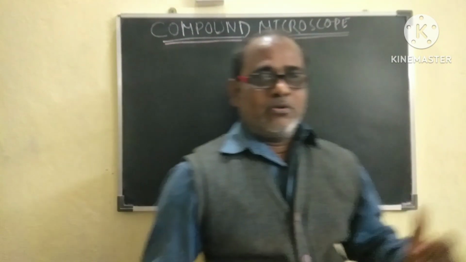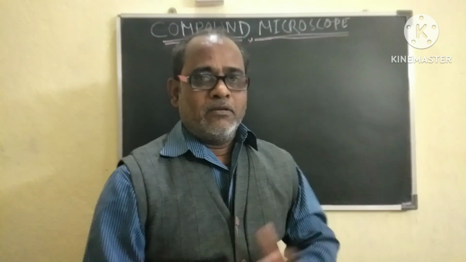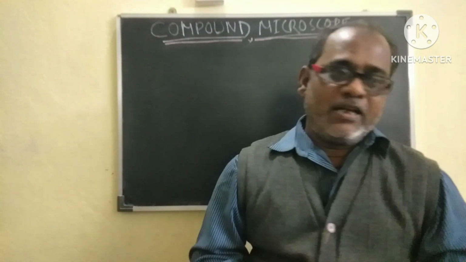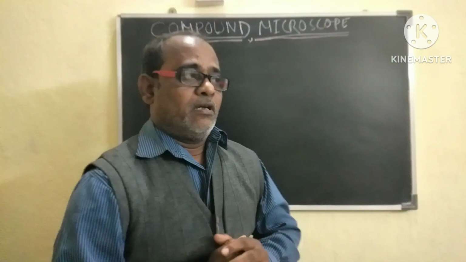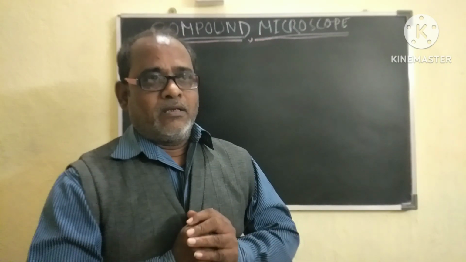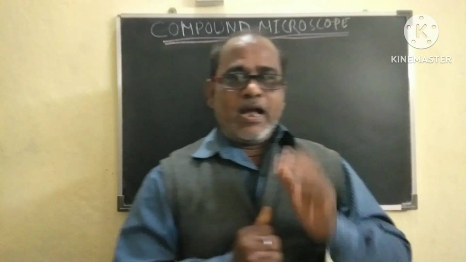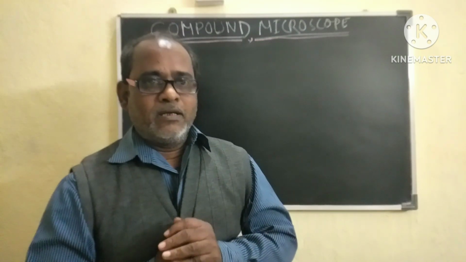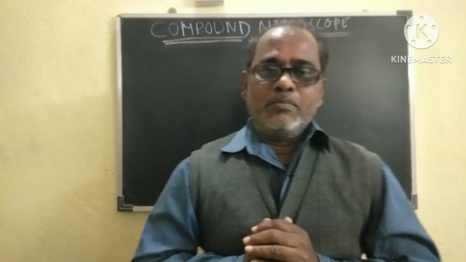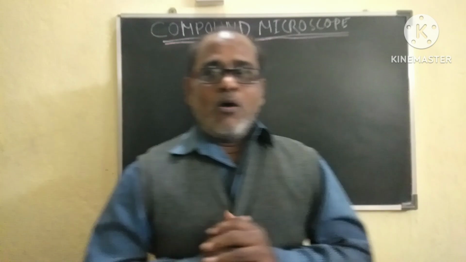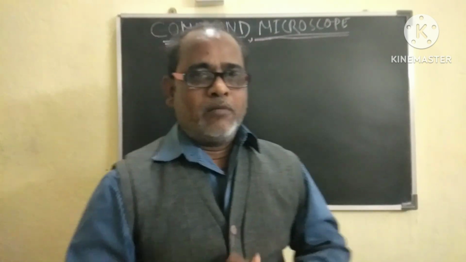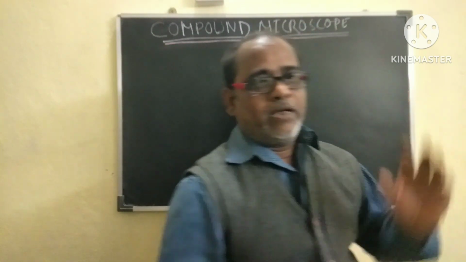He is Zacharias Janssen, already we have come to know from the earlier video. During 1590, he gave a lens, and also he is called a lens maker. He has given us the idea of magnifying lens, or we can say it is a simple microscope. Also, he has given the idea and proposed the compound microscope.